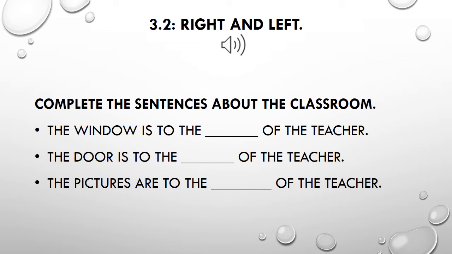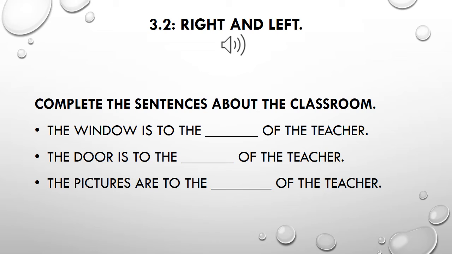Now you have to find the window and then you have to see on which side the window is. Whether the window is on the left of the teacher or whether the window is on the right of the teacher. So where is the window? The window is to the left of the teacher, right?